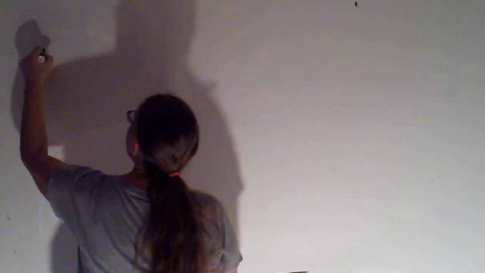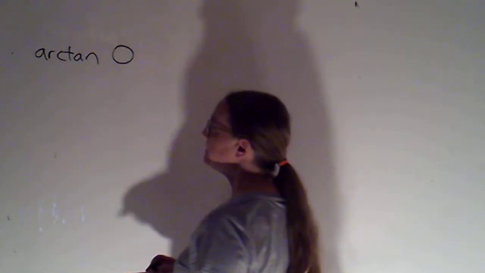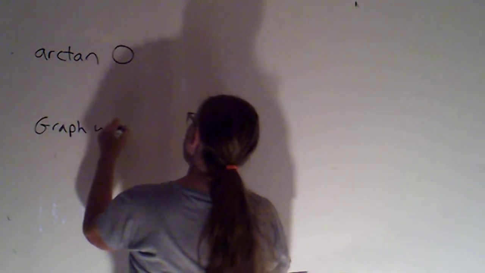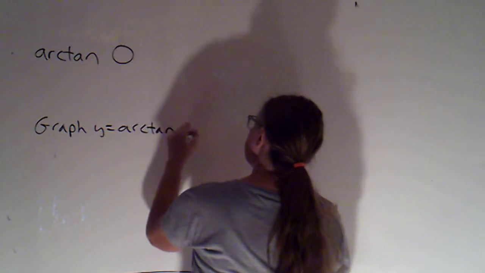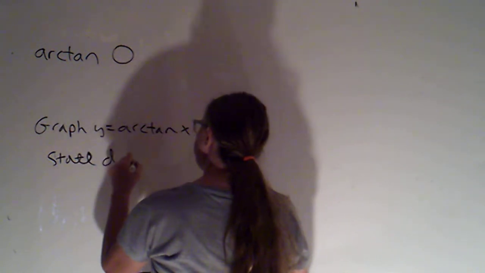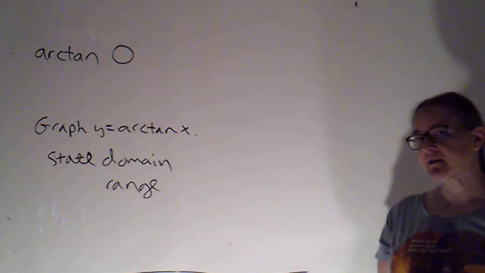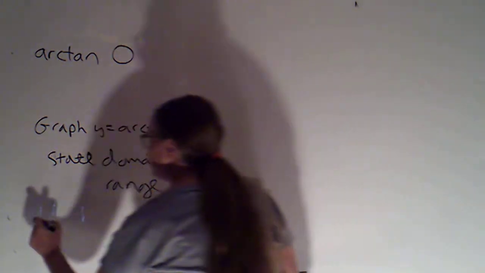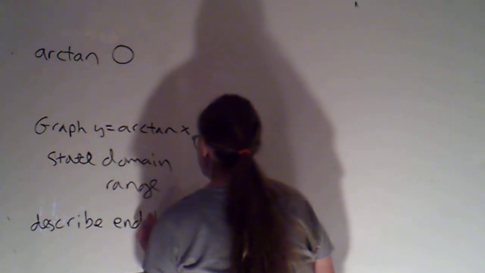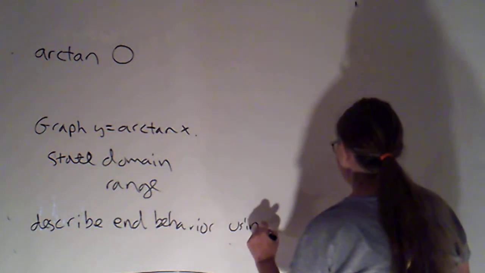I'd like you to evaluate arctan of 0, and then I'd like you to graph y equals arctan of x, and I'd like you to state the domain and range. And with this one, I'm going to add something to this. Describe the end behavior using arrow notation.